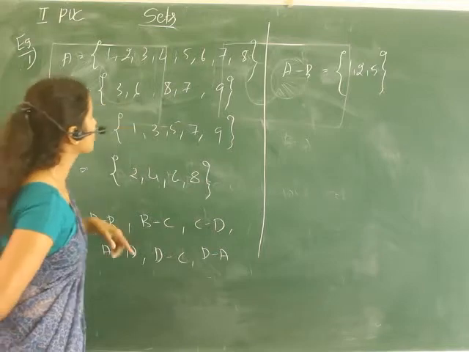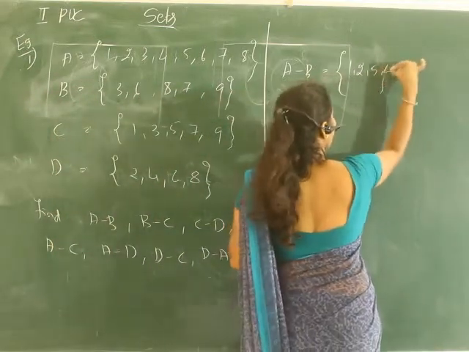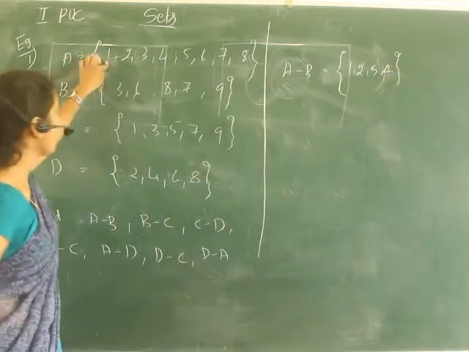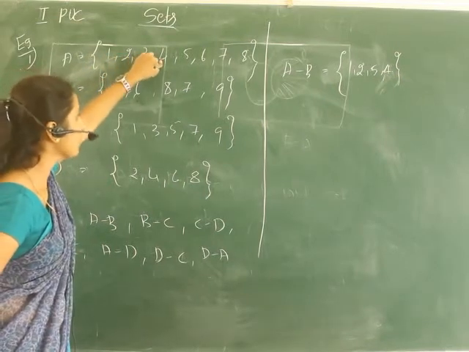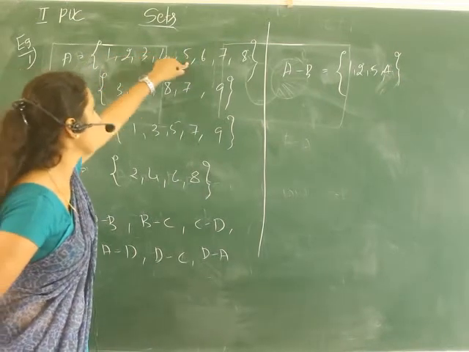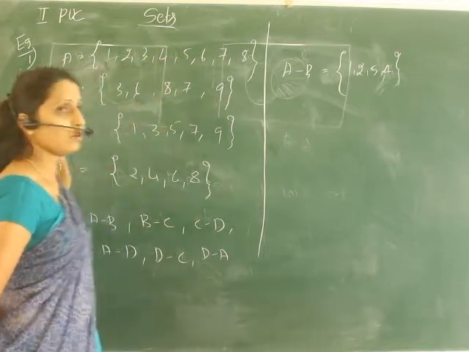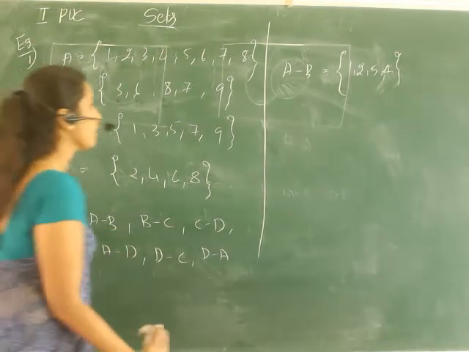Next, 4 also I can include. 1 is not in B, 2 is not in B, 3 is in B so I cannot include it, 4 is not in B so I can include it, 5 is not in B so I can include it, 6 is present, 7 is present, 8 is also present. So we have to write the elements only in A. Next is B minus C.